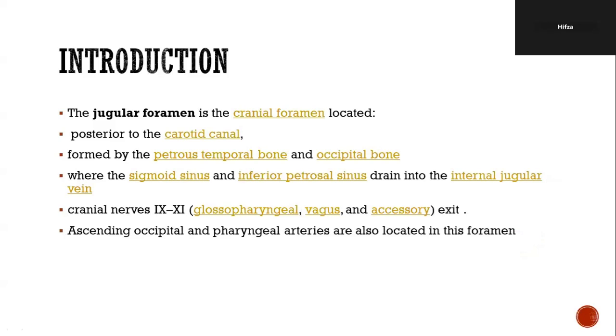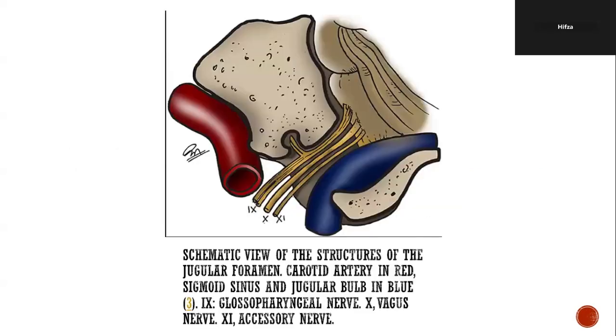Starting with the introduction, the jugular foramen is the cranial foramen located posterior to the carotid canal, and it is formed by the petrous part of temporal bone and the squamous part of occipital bone. It is where the sigmoid sinus and inferior petrosal sinus drain into the internal jugular vein. Also, cranial nerves 9 to 11 traverse through this foramen, along with ascending occipital and pharyngeal arteries.